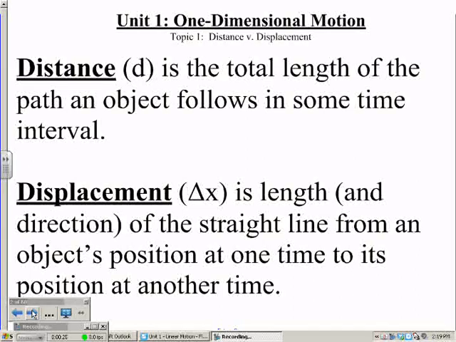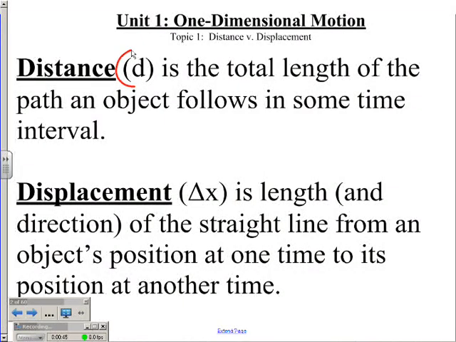I'm going to start by just giving you the definitions. So you're going to want to take a second and pause the video and copy these two definitions down. Let me run through them real quick and explain what the difference between distance and displacement is. It'll probably be a little clearer when we run through an example or two. Distance: the symbol for distance is lowercase letter d. It is a measure of the total length of the path that an object follows in some time interval.